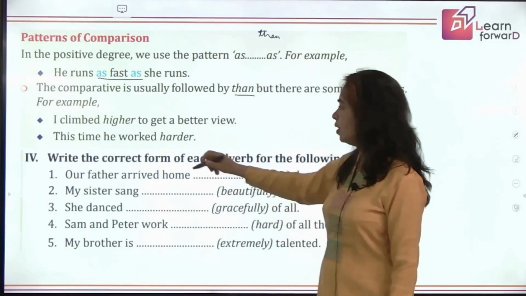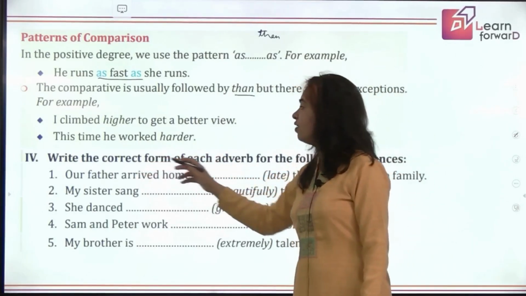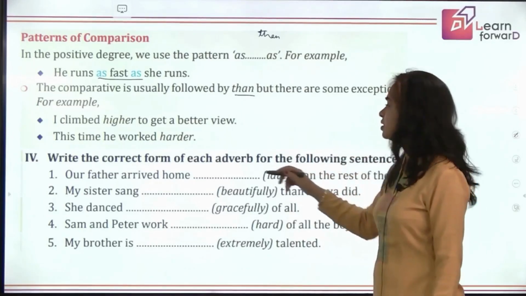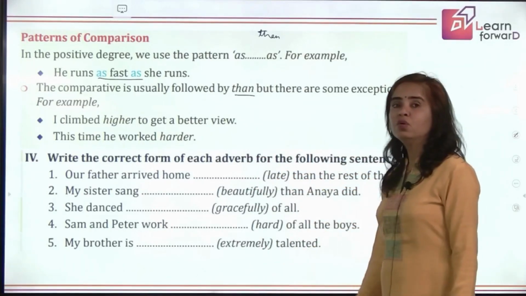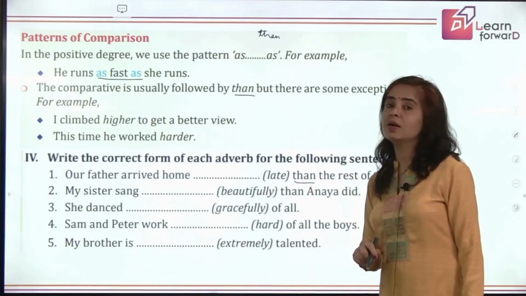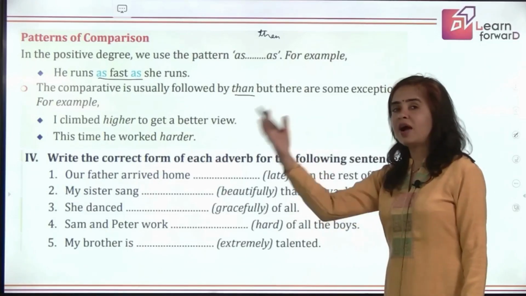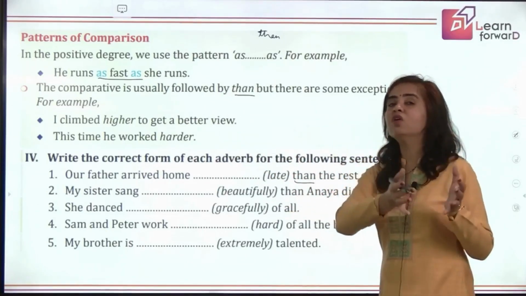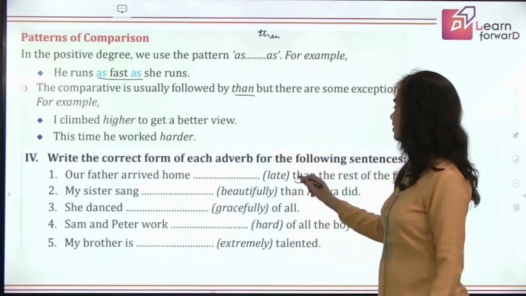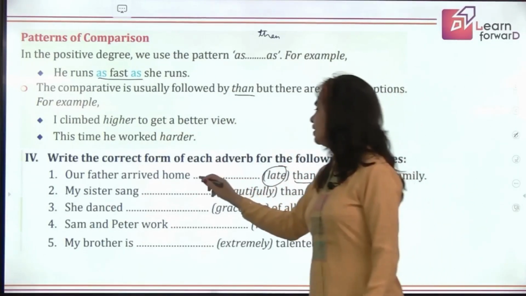Okay. Now, let's do an exercise. If you have understood, write the correct form of each adverb for the following sentences. Our father arrived home dash than the rest of the family. See, a comparison is made here. Father on one side and arrival of rest of the family on the other side. So, a comparison is there. We'll be using later.